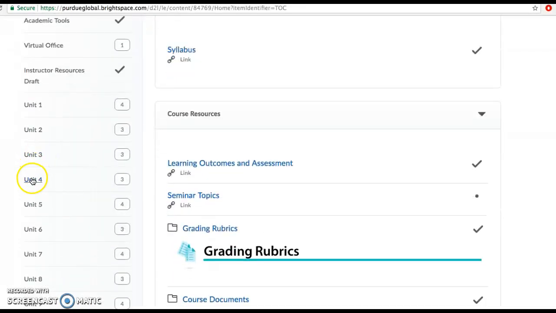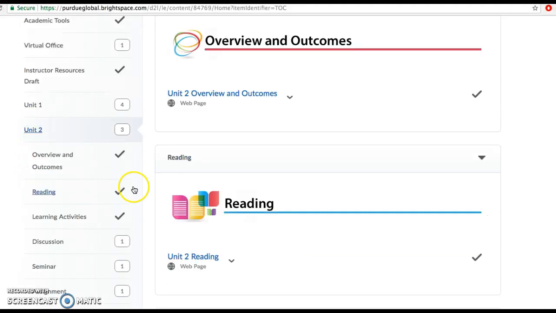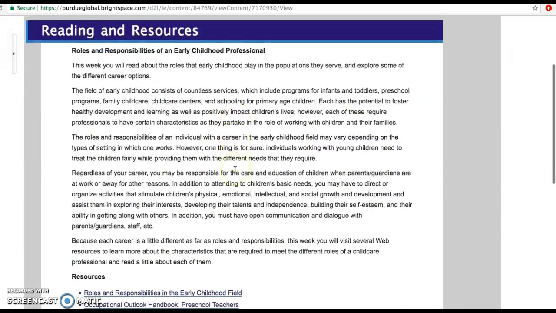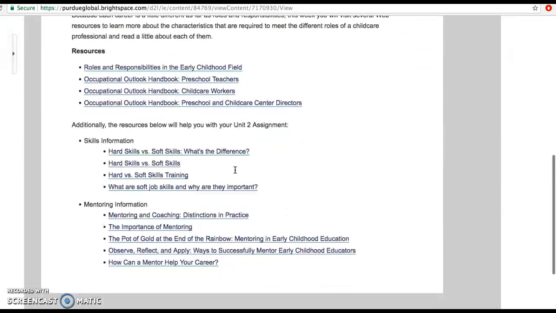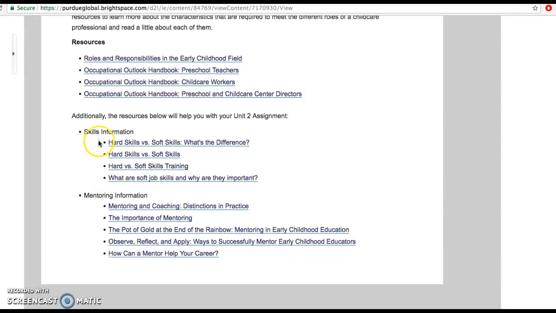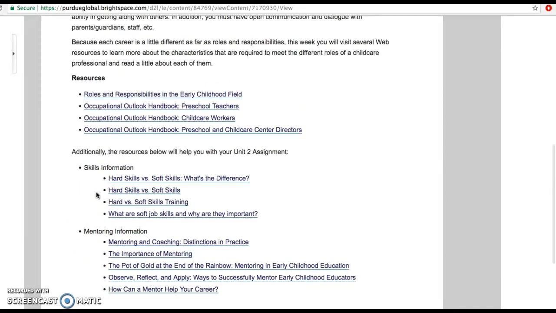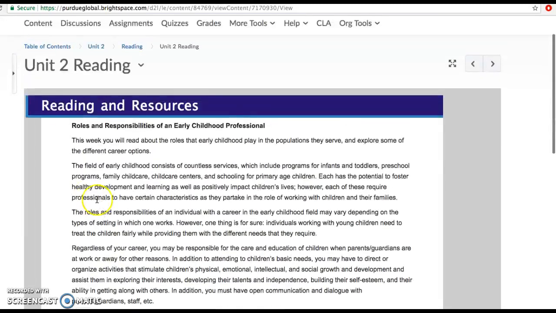another big change was to our... actually, I do want to show you really quickly the readings just so that you are aware. You can see here, as I mentioned, we did add additional information for hard skills versus soft skills, as well as mentoring information. So there is a lot here that should really help students in understanding this assignment.